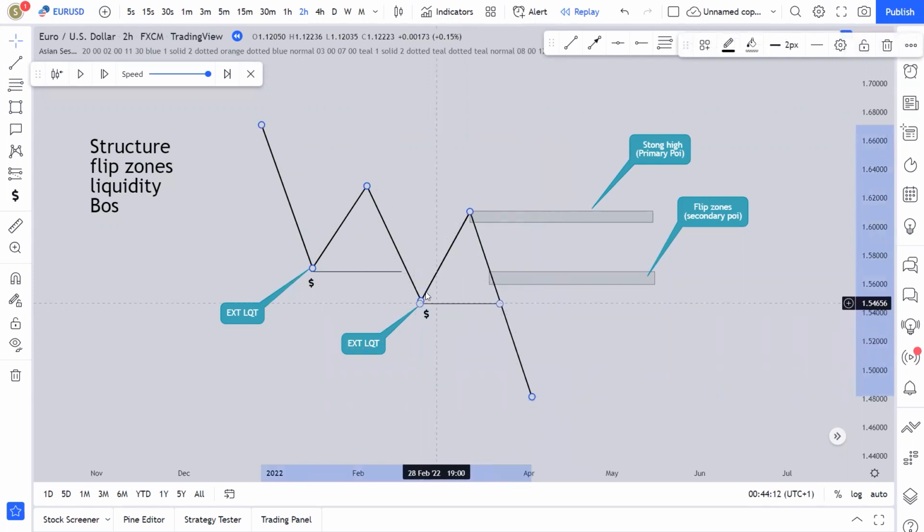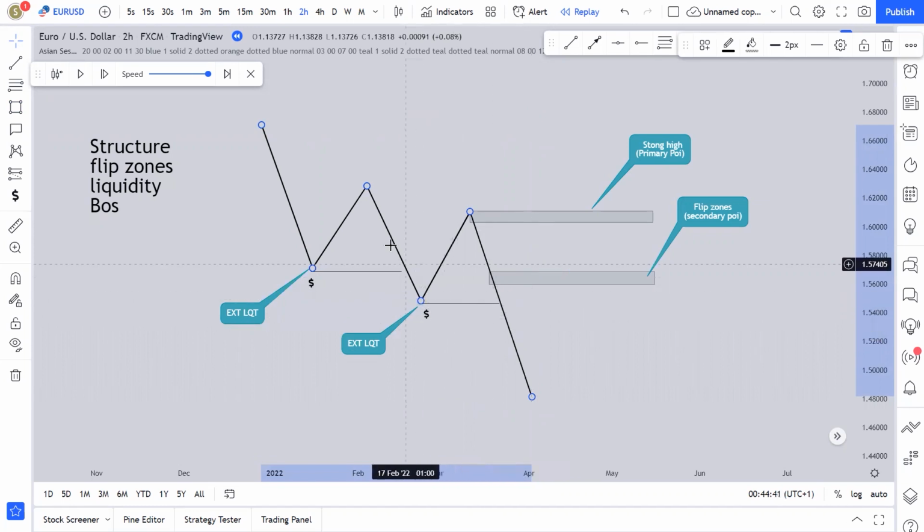Now, once price is trending downward, of course, if you want to involve yourself in trading a market that is trending, you have to move with the trend. That simply means I will be very much more interested in selling. So what are the best places to sell? The two best places to sell are flip zones and the strong high.